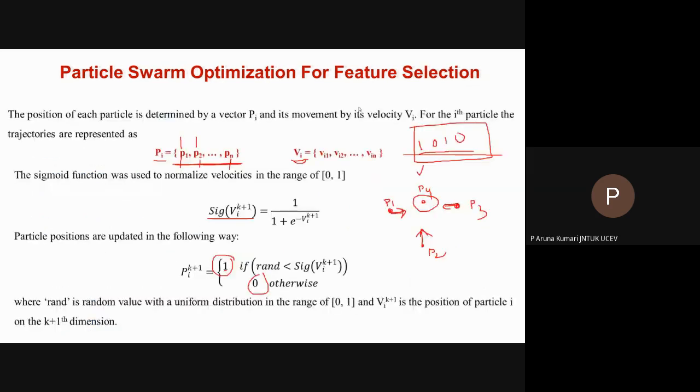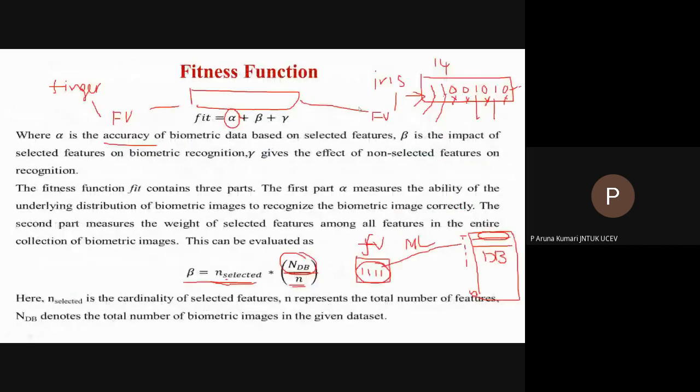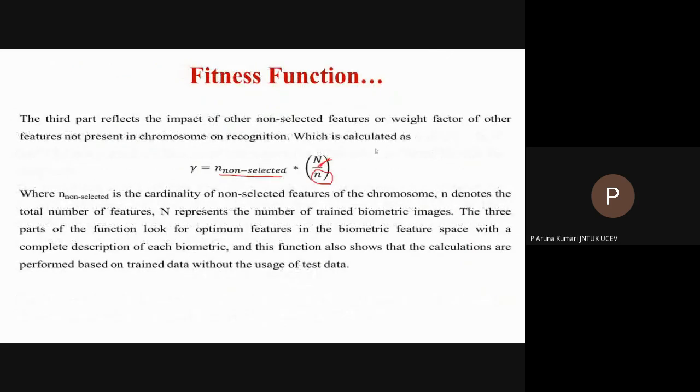Then, once the required number of iterations is over, say I have set 20 iterations, after 20 iterations, what is my global best position? The global best position is the particle itself, the particle we have encoded. In this particle, ones and zeros will be there.